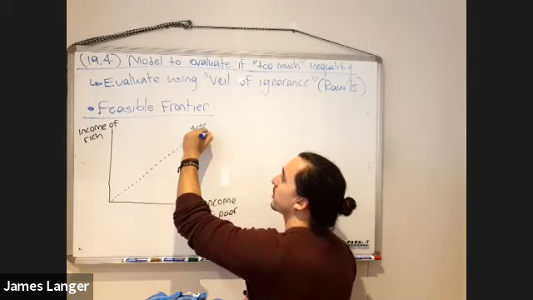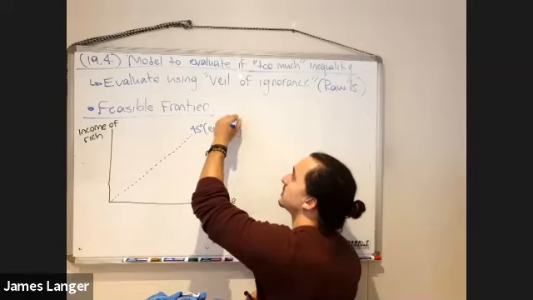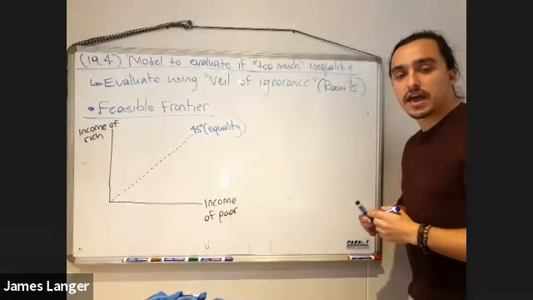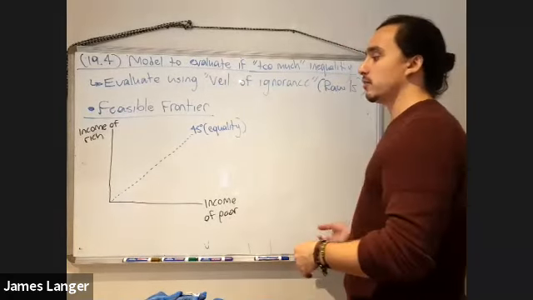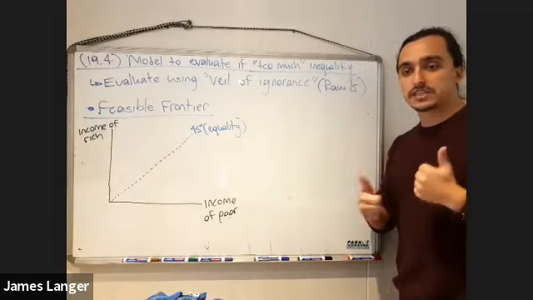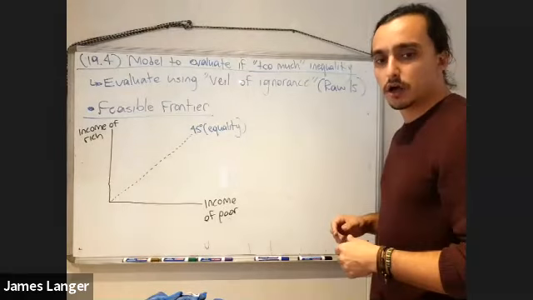So the 45-degree line would be equality. That's my equality line. If I move away from my equality line, then I'm unequal. The further away, the more unequal we are. Cool? Give me a thumbs up if everyone's happy with this 45-degree line, okay?